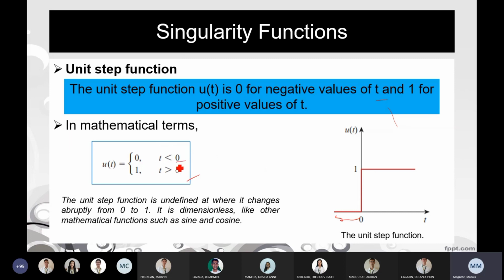In mathematical terms, this is its representation: 0 for t less than 0, and 1 for t greater than 0. The unit step function is undefined where it changes abruptly from 0 to 1. It is dimensionless. It has no unit, like other mathematical functions such as sine and cosine.